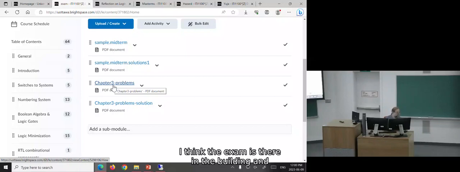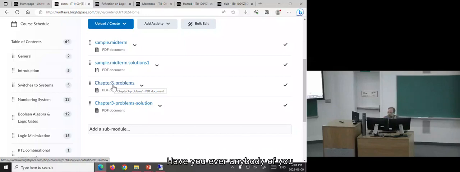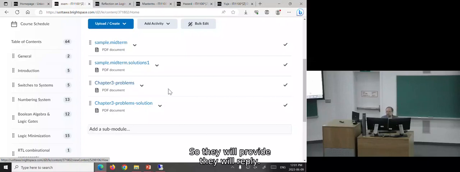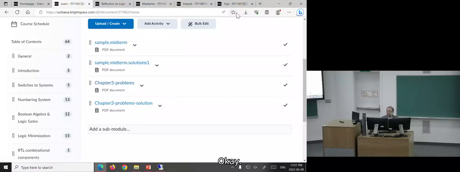But up to now, I think the exam is in the Demaros building, at the corner here, on the 3rd floor. If not, I will let you know. Has anybody of you ever had an exam there? No? I don't know. I will ask them. I actually sent them an email asking, should we be here or should we be there? So they will reply.